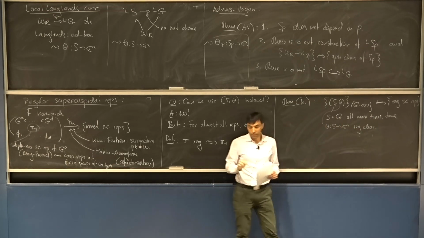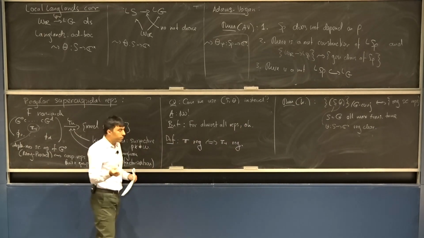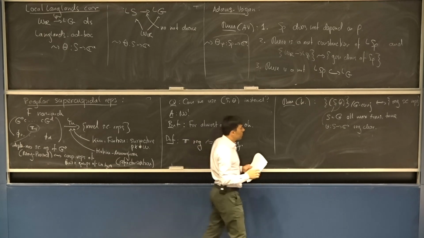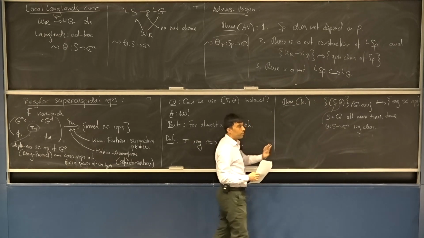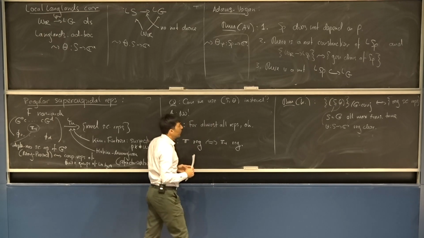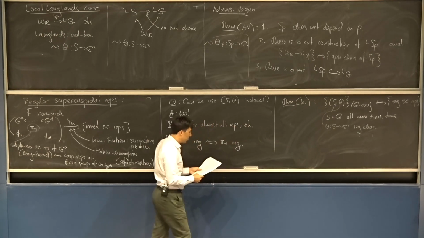Regular means there are two conditions. One is that nothing in the Weyl group stabilizes theta. There is a second condition about the action of inertia on a certain subroot system of the root system, which let me not specify. But essentially, it is the same regularity condition as in the real case.